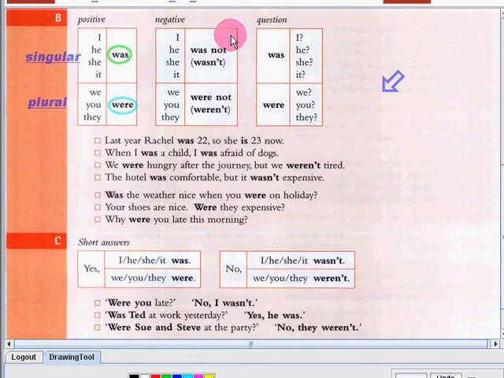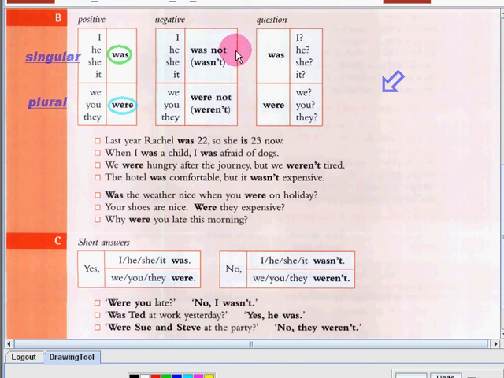Here, we just have the same list of pronouns, but this time we are making negative statements, because we have the word not. Unlike the first box, where we made positive statements, meaning our sentences are positive or yes sentences, here the sentences are negative, which means no. Now, let's read the following.